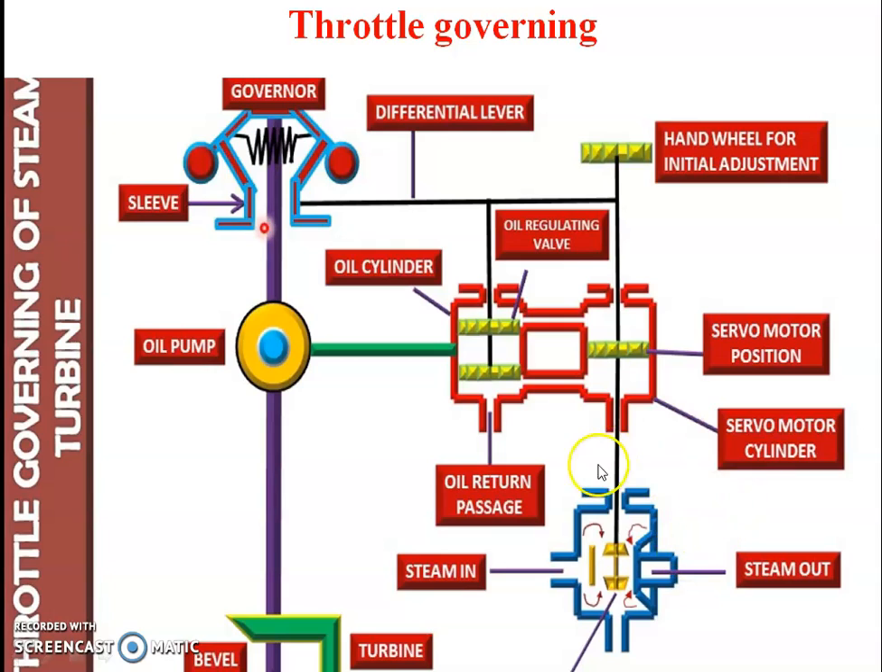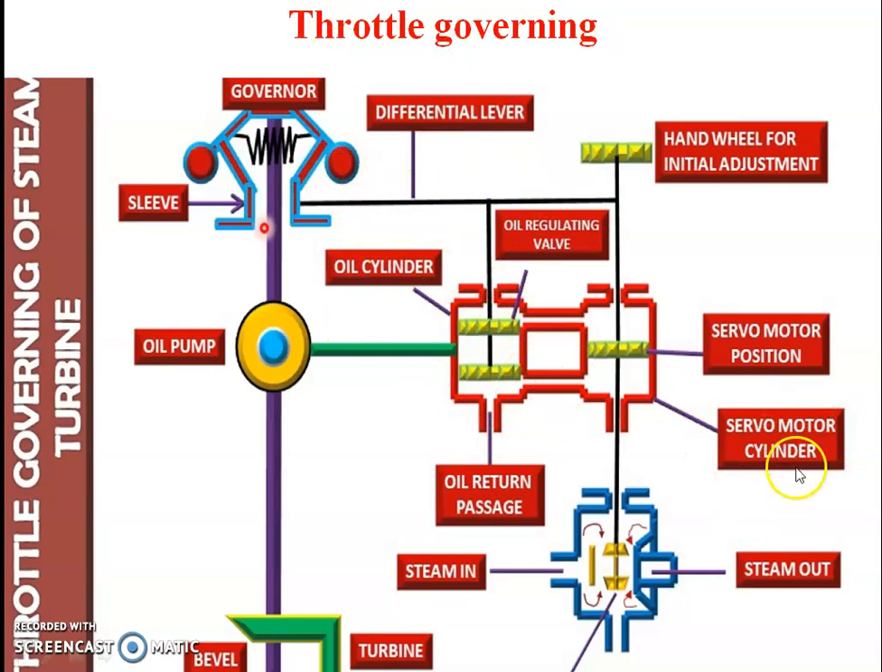Finally, there is the throttle valve. Here the path of the steam is from the inlet to the outlet, and there is the oil pump and the bevel gear. The turbine shaft is connected to the output of the turbine. These are the very important components of throttle governing: the position of the governor sleeve, the positive pilot piston and the relay piston. This diagram mainly denotes the full load condition, where the turbine is operating at full load.